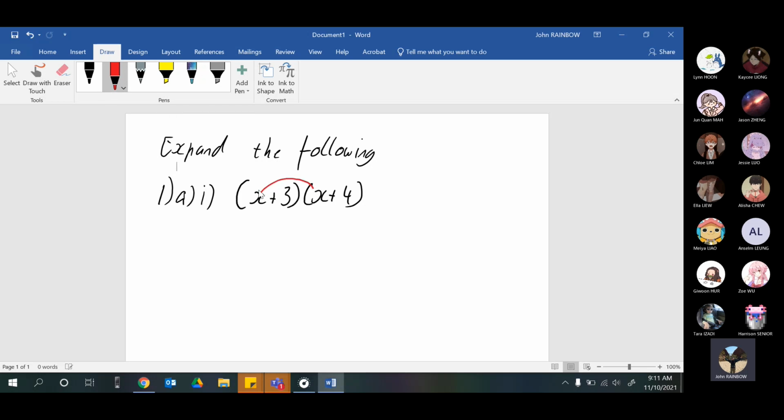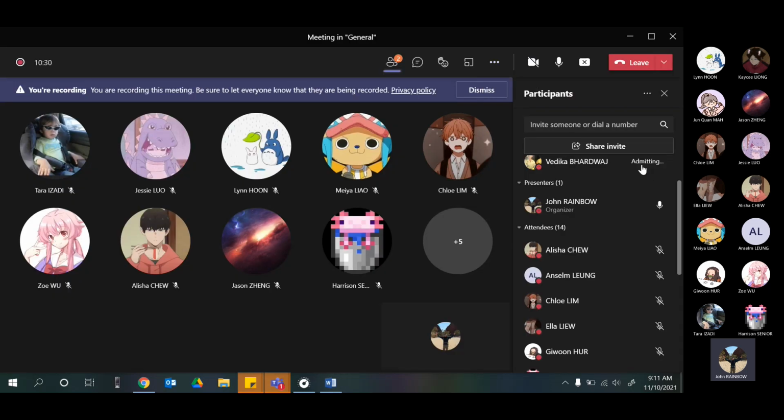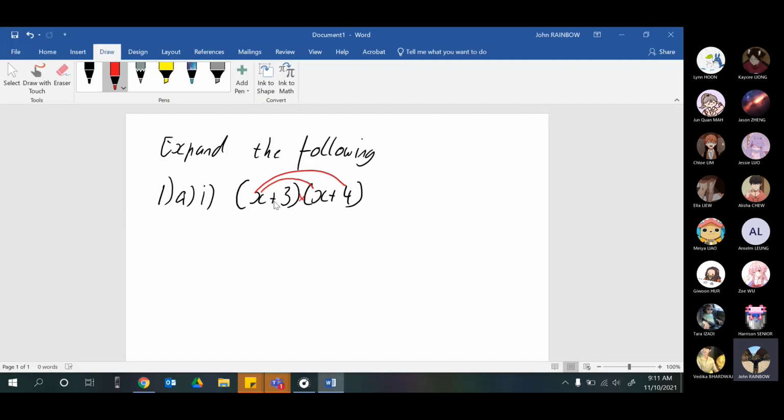We expand, we multiply the x plus 3. This is x plus 3 multiplied by, there's actually a multiplied sign in there. We don't actually write it, but it is there. So it's x plus 3 multiplied by x plus 4. So there is this sort of umbrella method or rainbow method. So the x is multiplied by x and the x is multiplied by plus 4.